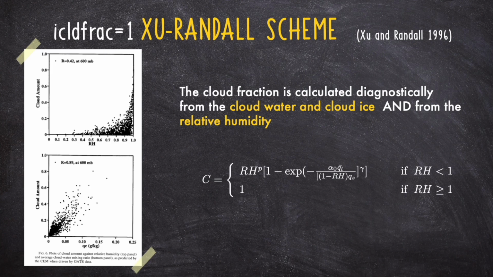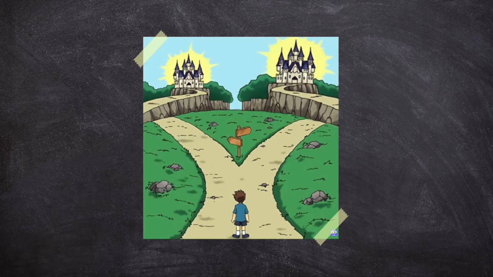This figure is taken from their paper and shows the correlation between the cloud cover and the relative humidity at the top, and the cloud cover and the total condensate, ice and water, at the bottom. So their conclusion was that the cloud amount is poorly predicted by the large-scale relative humidity, but is very well predicted by the domain average cloud-water mixing ratio.